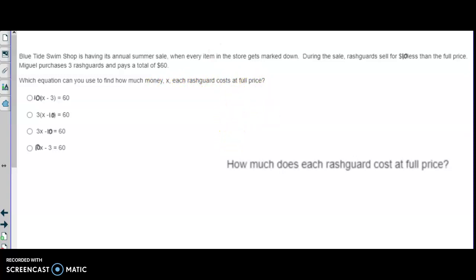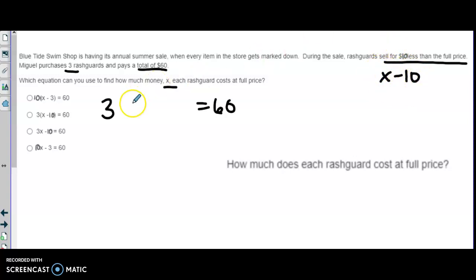All right, so let's start with what we know. We know he purchases 3. We know the total is 60, so that's what's got to equal. And we also know that they're selling for $10 less than full price. And remember we said full price was the letter X? So we know that the full price minus $10 is going to be our sale price. But we want to buy 3 at the sale price. So that means that I'm going to put this in parentheses again because I want that 3 to be for all of them. So my equation would be this one.